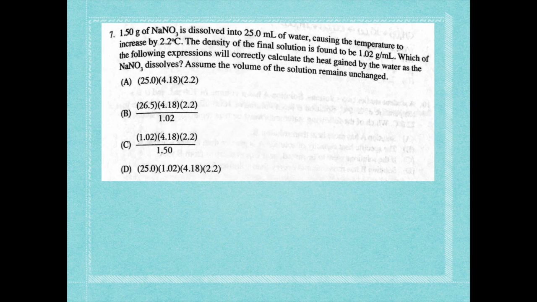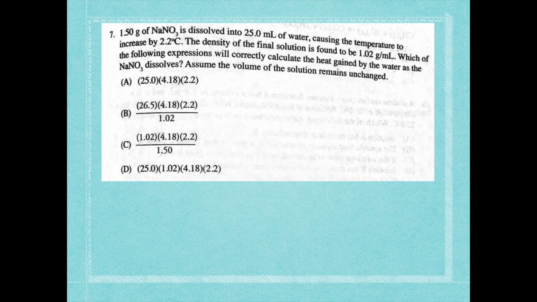In number 7, it tells me I have 1.50 grams of sodium nitrate dissolving in 25 mL of water. It causes the temperature to increase, and I know the density, and then it's asking me to figure out the heat. Now, really quickly, whenever we're doing these calorimetry problems, keep in mind if you are dissolving a solid in water, then the mass is going to be the combined mass of your solute and your solvent.